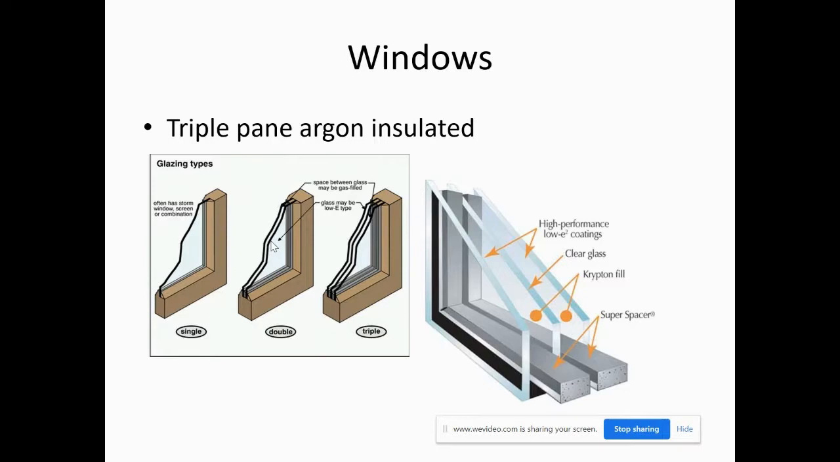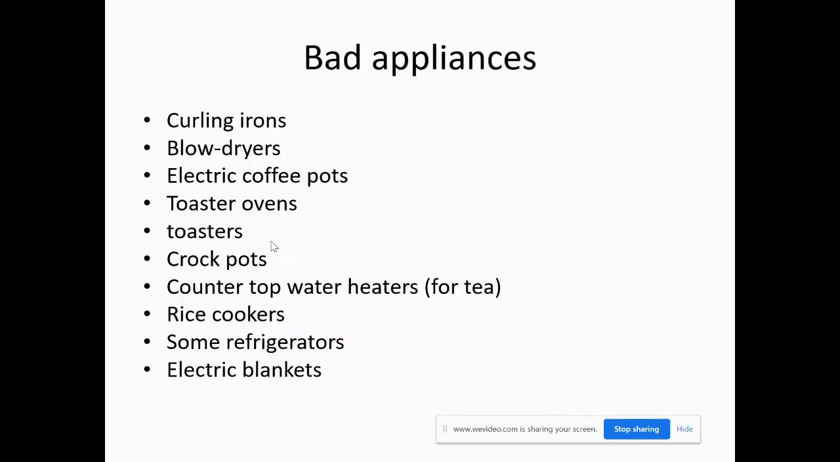Another thing you can do if you are renting a place and it doesn't have good insulation, something as simple as putting on blinds or thicker curtains that you keep closed at night will keep your home a little warmer and save energy. These are some of the worst appliances for wasting heat.